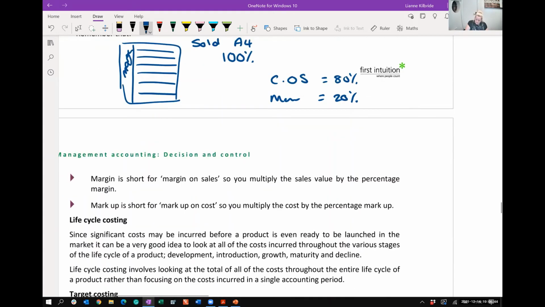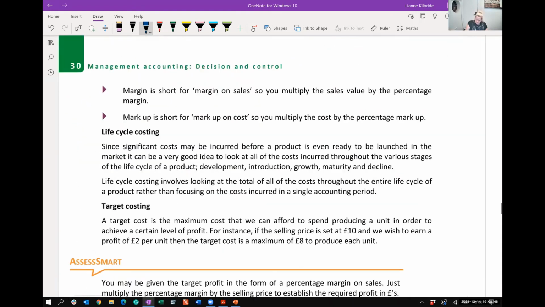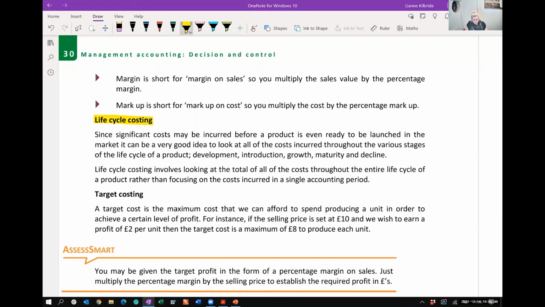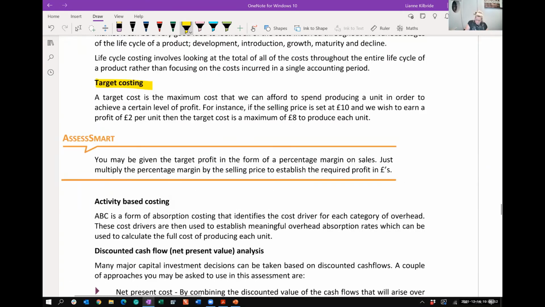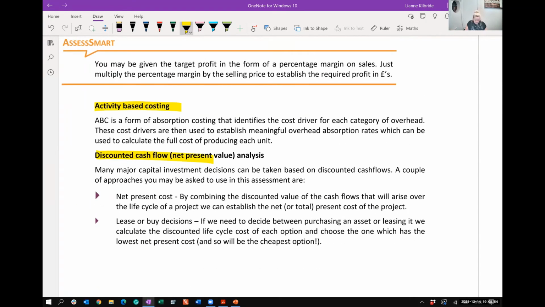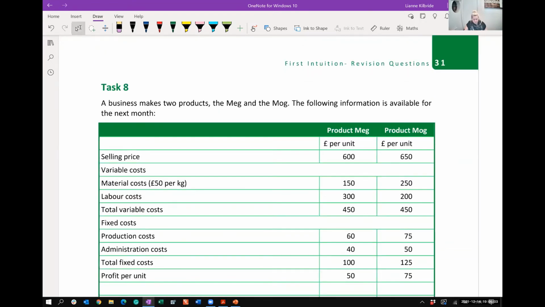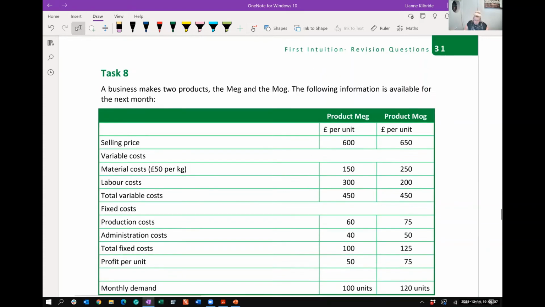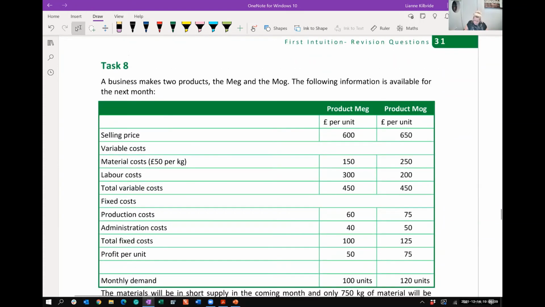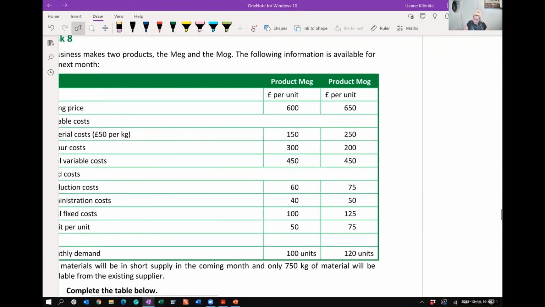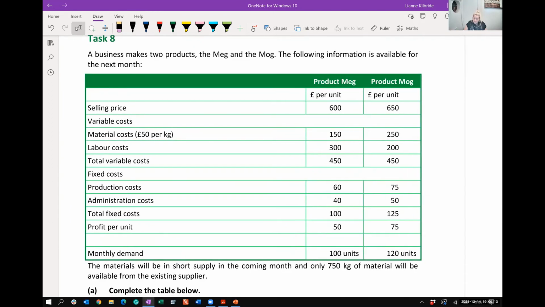We've got to think about life cycle costing as well and target costing, so they will come into it. Taking into consideration activity-based costing and discounted cash flow as well. So we're going to bring everything together, what you've learned in the chapter, into the final question in terms of the key calculations that you need. Okay, so task 8, let's have a quick overview of what we need to do. It says a business makes 2 products, Meg and Mog.